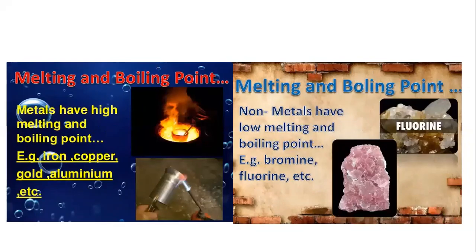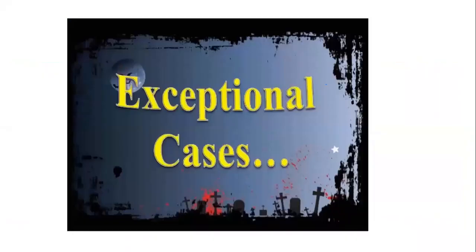Now generally, because density is high for metals, metals have high melting and boiling points, whereas non-metals have low melting and boiling points. For example, bromine and fluorine have very low melting and boiling points. Think about phosphorus, how low its ignition temperature is, that you just rub it and it immediately catches fire. That's because before reaching its melting point, it starts burning.